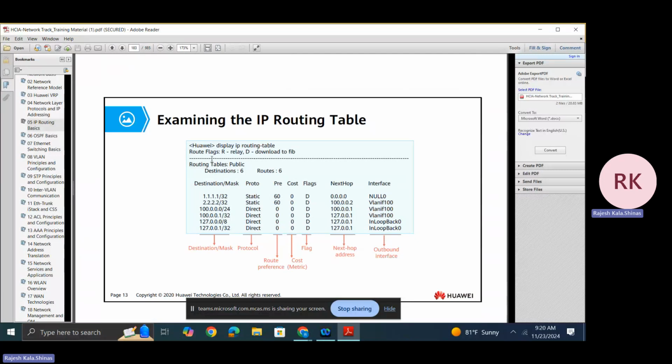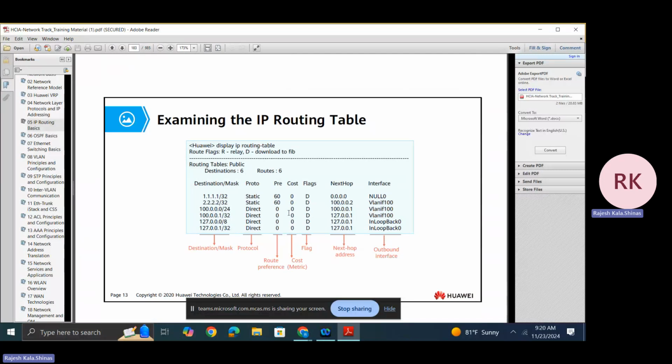Here we use the command display ip routing-table. The Huawei router has, in this case, 1, 2, 3, 4, 5, 6 networks. Destination networks and mask are also given. Protocol they use is static and direct. Then preference: 60, 60, 0, 0. Static means 60, direct means 0.